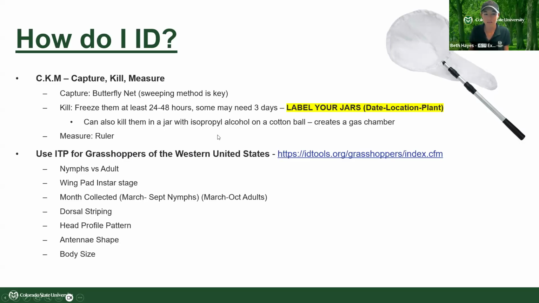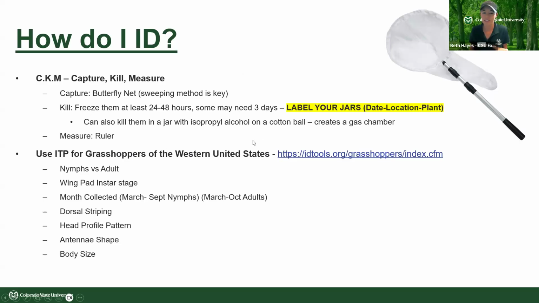The other way you can kill them is to put them in a sealable jar, like a mason jar, with a cotton ball that has isopropyl alcohol in it. Now, if you do this, you can't stuff the jar full of grasshoppers because of the way the gas has to settle. If they're big grasshoppers, I wouldn't put in more than 5 to 7. If they're tiny guys, you could get away with close to 10. But you're going to have to watch that because it's all about density, because you're creating a gas chamber in there, and that is what kills the grasshoppers. So just keep that in mind.